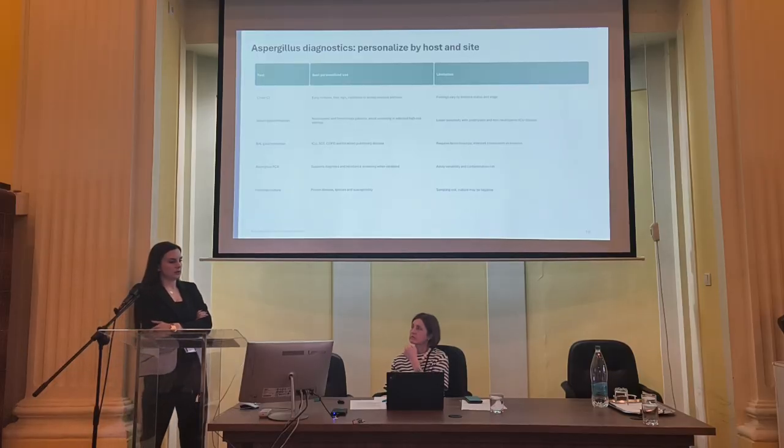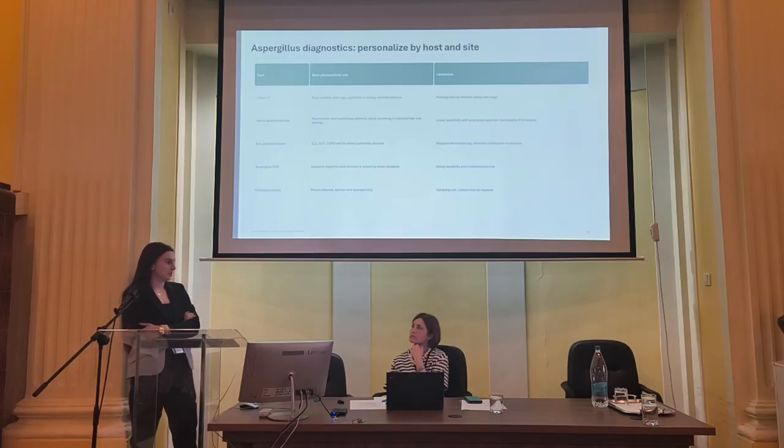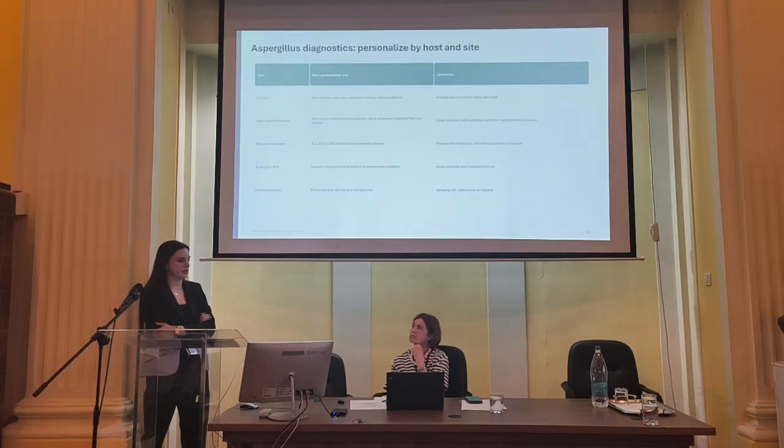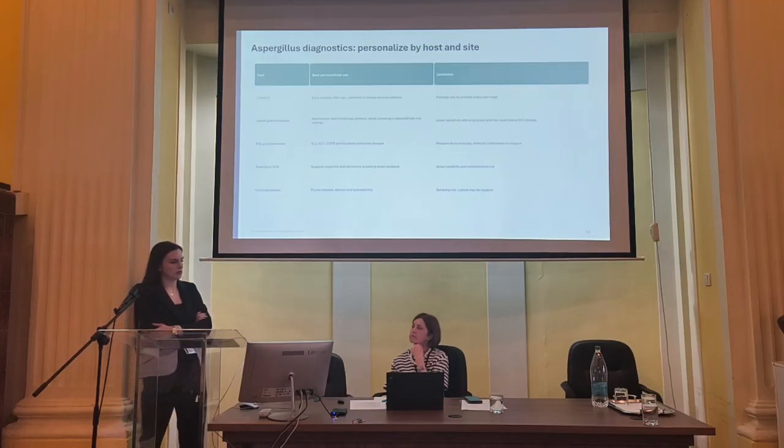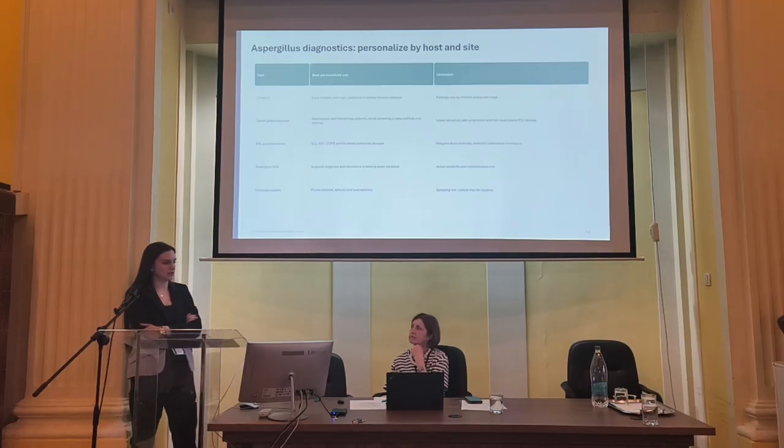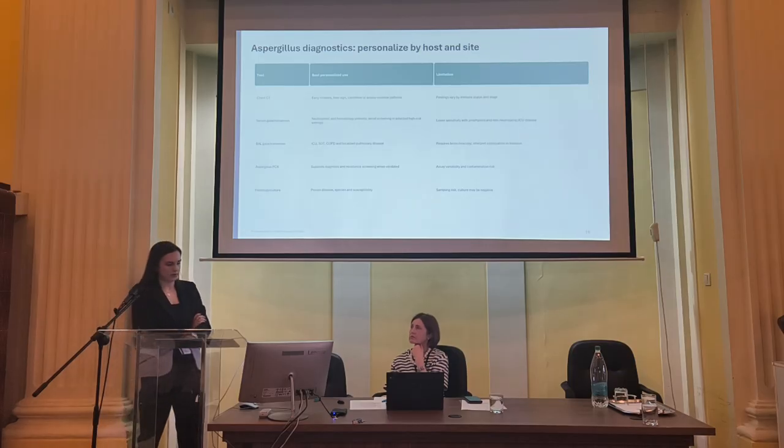It's important to be personalized by the host and the site where we are going to find the aspergillosis. We need to perform a chest CT, where we could see the halo sign, cavitation, or other invasive patterns. We can perform some biomarkers. The colleague already told it.